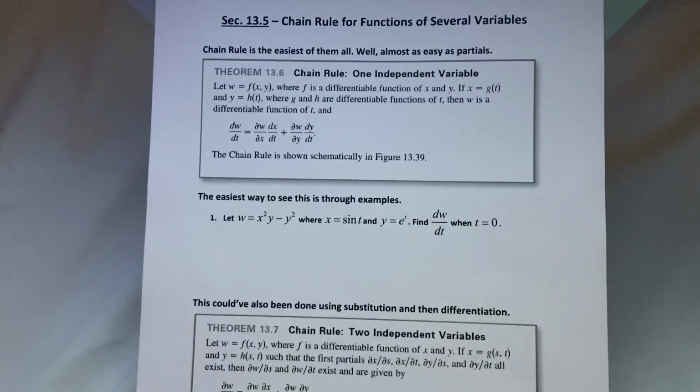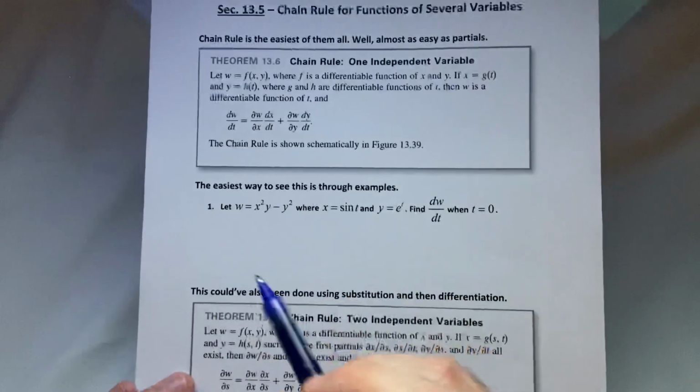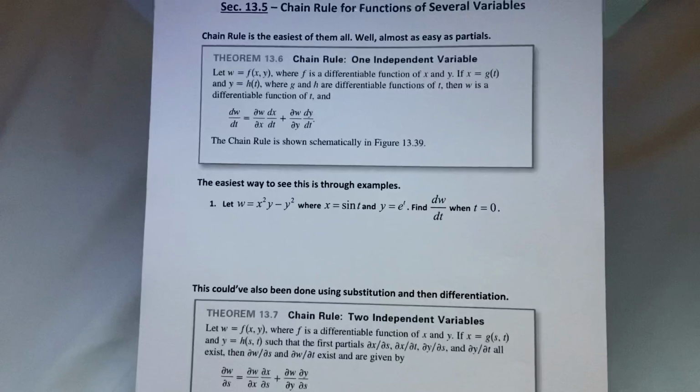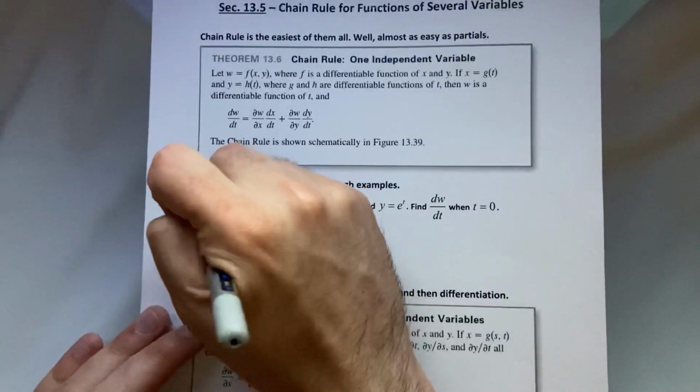Now, the easiest way to see what's happening here is through an example. So we have w equals x squared y minus y squared, and we have x equals sine t and y equals e to the t power. Find dw/dt when t is 0. So let's find dw/dx.